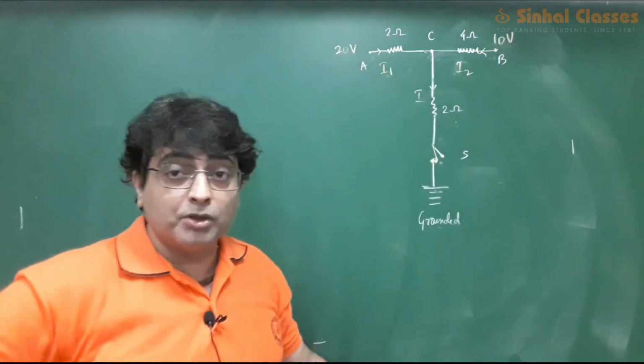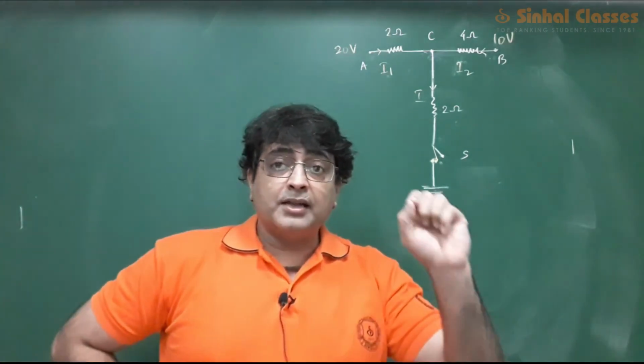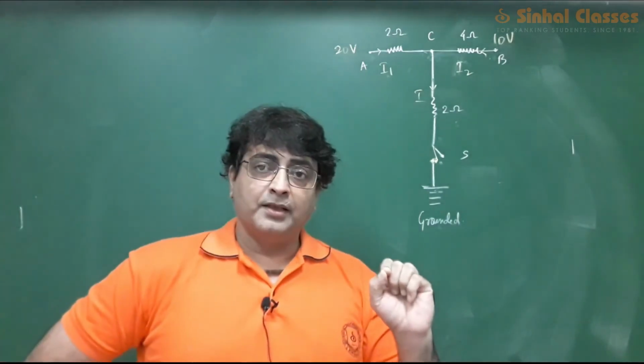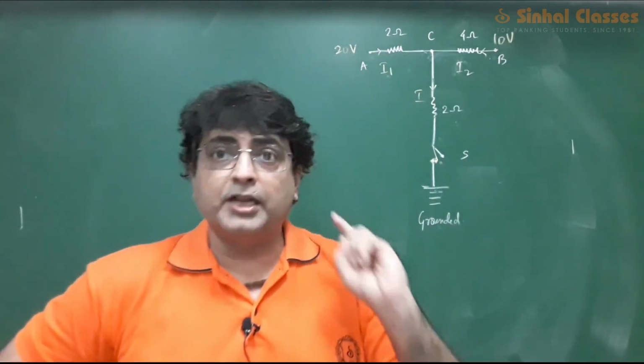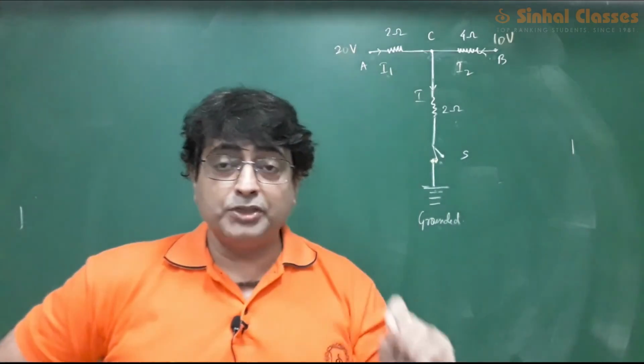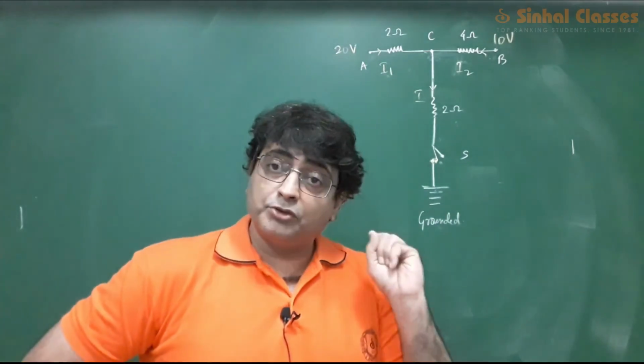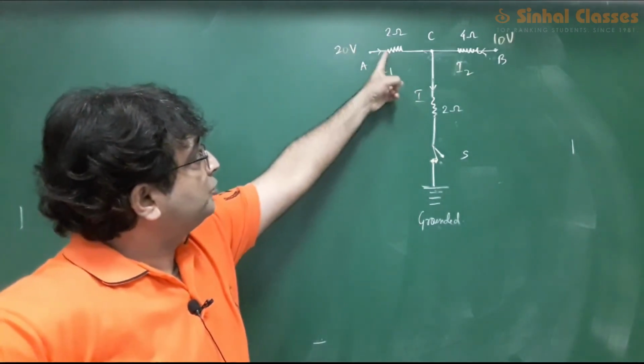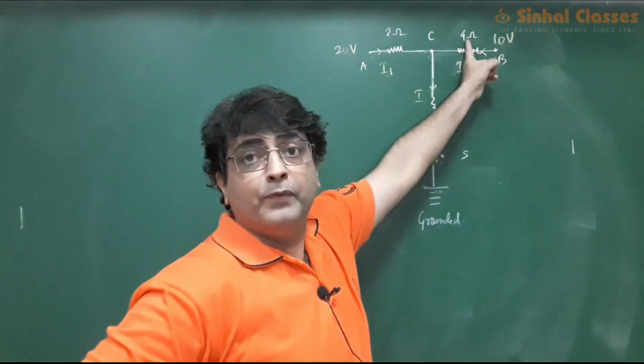Because, students, all of you know it: current always flows because of a difference in potential. Current never flows because of a potential alone. It needs a potential difference to propagate or travel. Let us say that in the first case they have given us I1 through the 2 ohm and I2 through the 4 ohm.